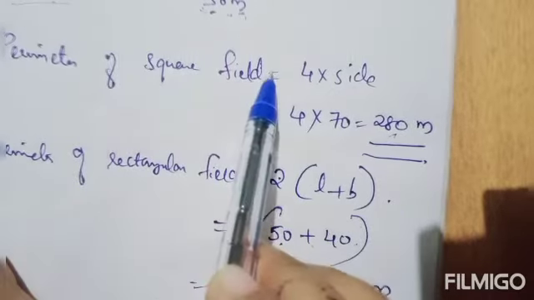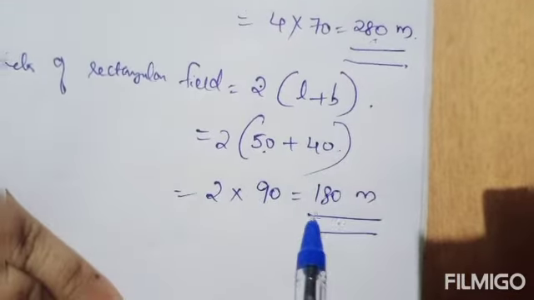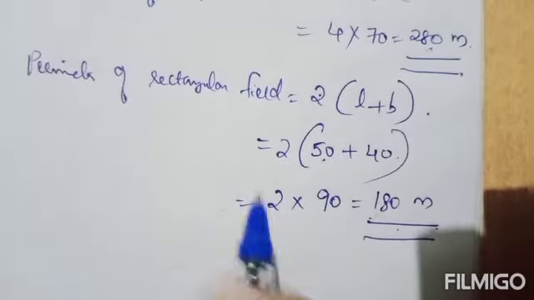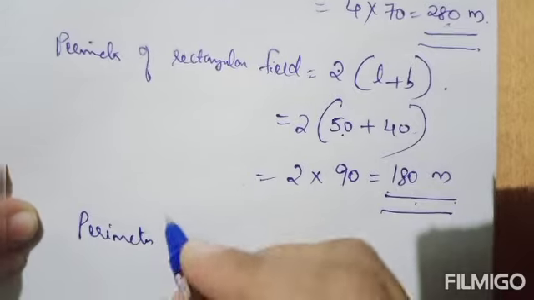So the perimeter of the square field we got is 280 meter. The perimeter of the rectangular field is 180 meter. Therefore, which one is greater? The perimeter of the square field is greater.